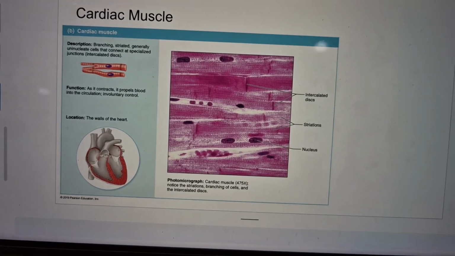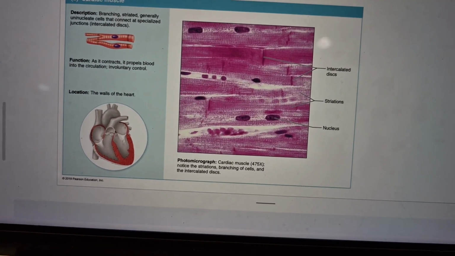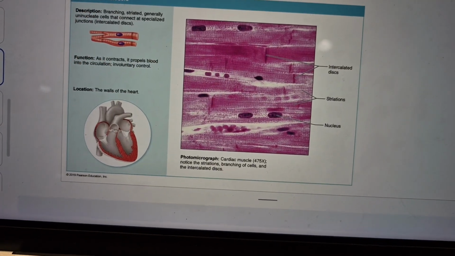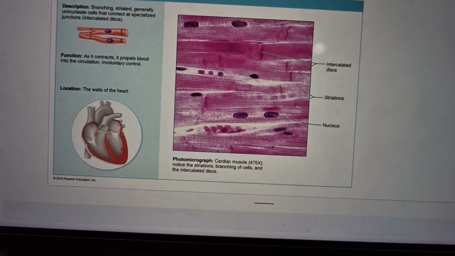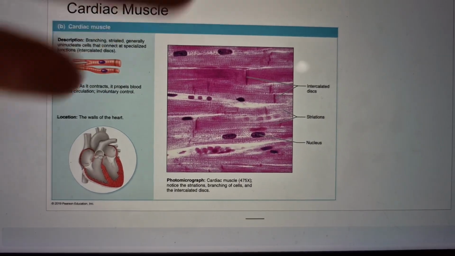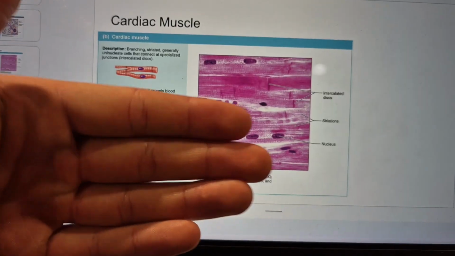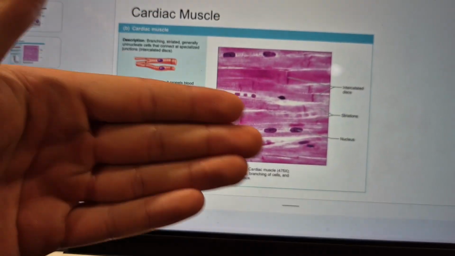And our cardiac muscle's only location in the body is the heart, and this has striations on it, just one nucleus, and it's got those intercalated discs to form that functional syncytium in order to allow the cardiac muscle to contract as one full unit.